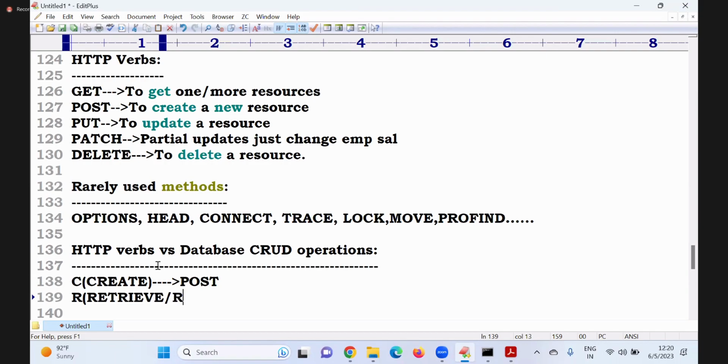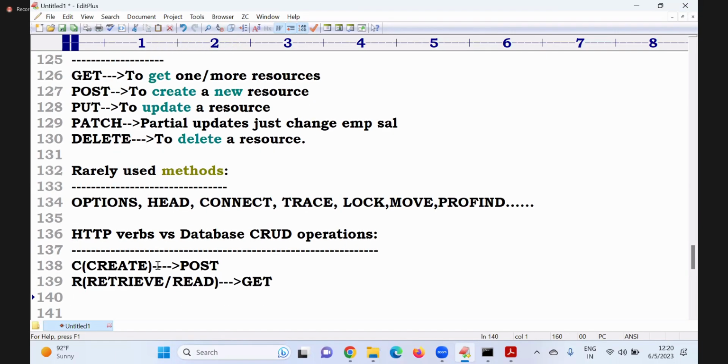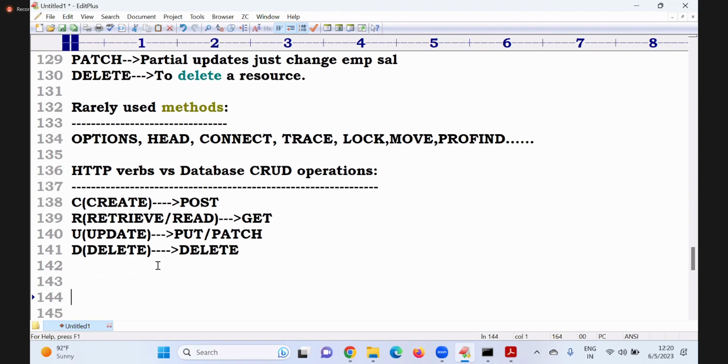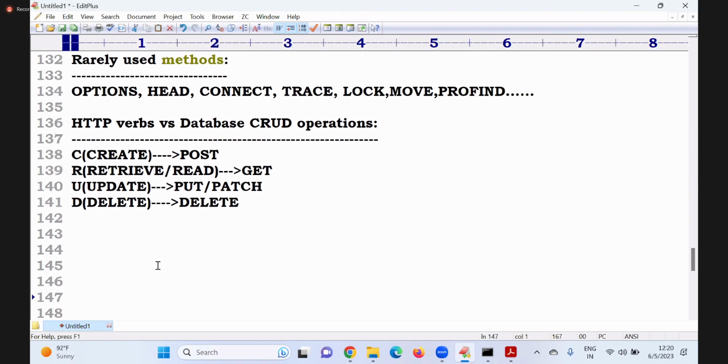Second one, R, retrieve or read. What is the method? Here, get method. U is for update. Here put or patch, updation purpose. D is for delete. Here also delete. These are the CRUD operation methods, HTTP methods in RESTful services.